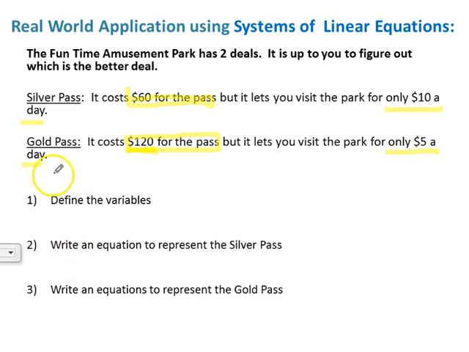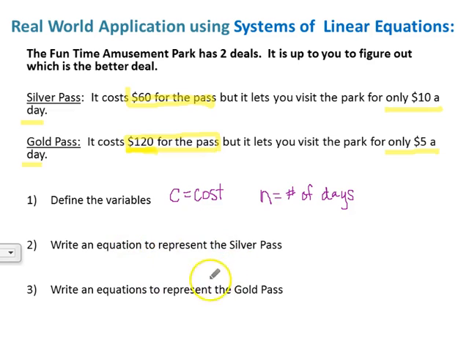So first of all, we want to define some variables because we're going to set up some equations. Based on what we're told, we want to figure out the cost. So let's let C equal the cost. And then what else might affect the overall cost? The number of days that we plan on visiting the park. So I'm going to let N represent the number of days that we plan on visiting the park. So those are our two variables. The cost is dependent upon the number of days that we visit the park.